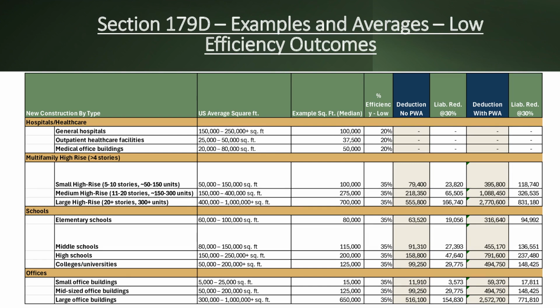So it can be a hospital. It can be a multifamily high-rise. I believe I saw someone ask about that. And the caveat with multifamily projects and government entities is that it does have to be 4 stories or above. But as you can see, these U.S. averages square feet numbers drastically increase in square footages.